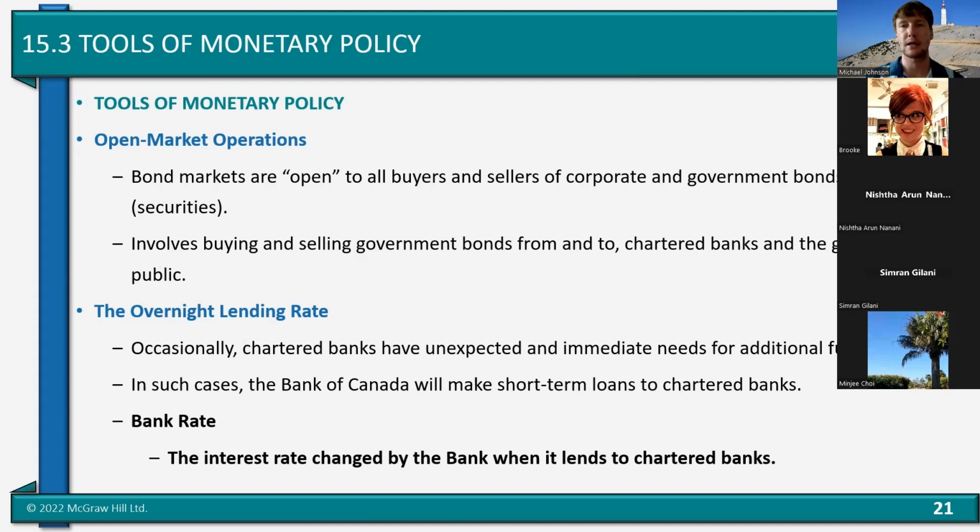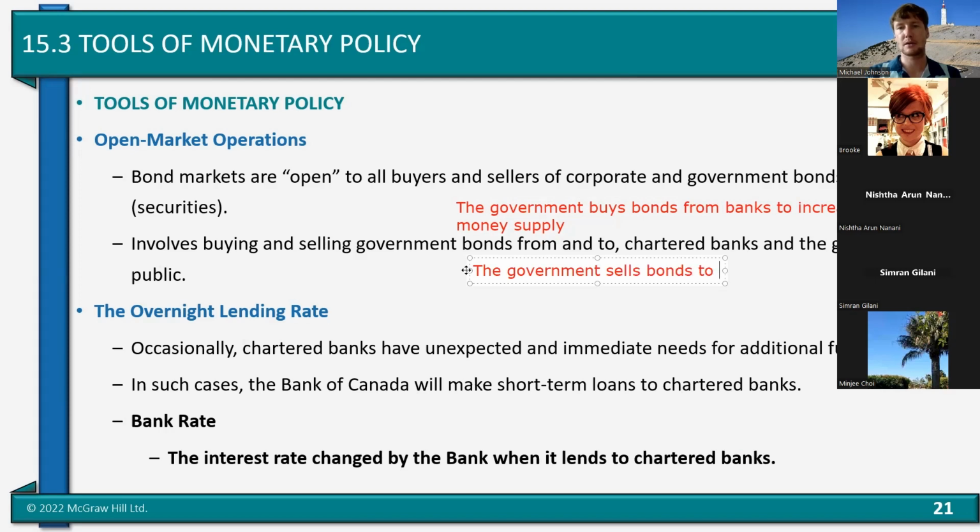So how this works is the government buys bonds from banks to increase the money supply. So that's how they increase the money supply, by buying bonds from banks. And the government sells bonds to banks to decrease the money supply.